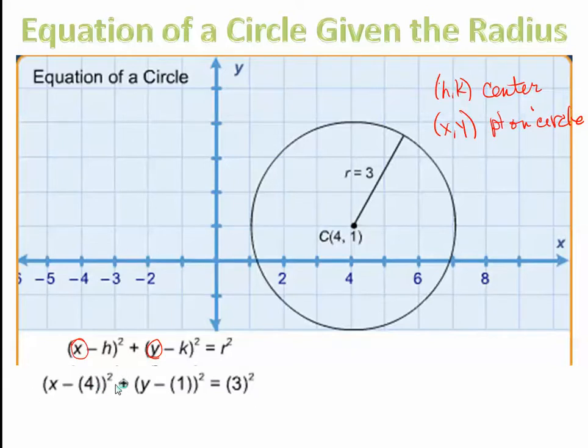Notice how they put h and k in parentheses. That's just in case they're negative numbers. In this situation, they're not, but if they are, you've got to be careful. Then the radius is 3, so what they're going to do now is simplify. So there's your equation of your circle right there.